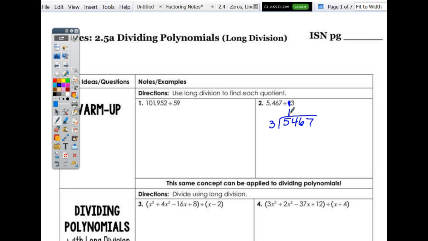And then what do I do? 1 times 3. And then I subtract. So I brought down the 4. Now what do I do? 24 divided by 3, and that's 8. So then I take 8 times 3, subtract, 6.